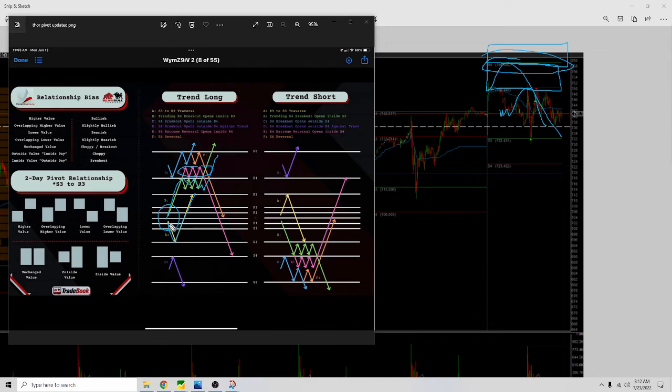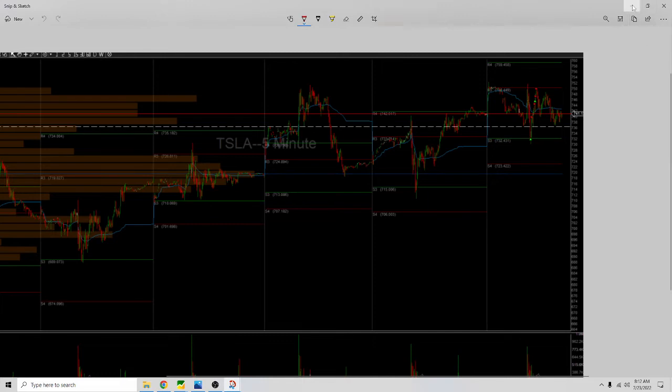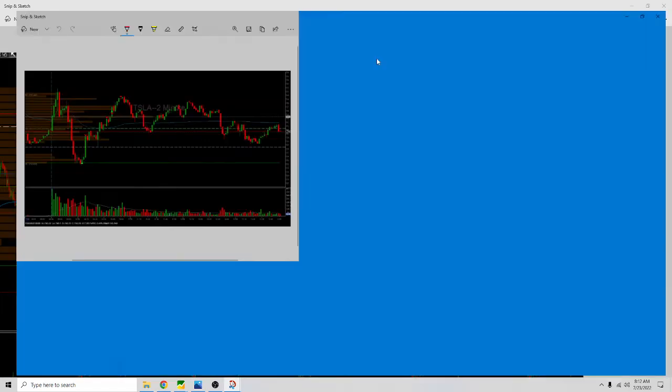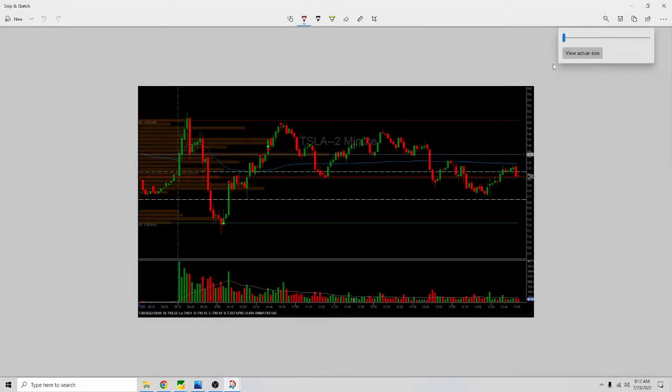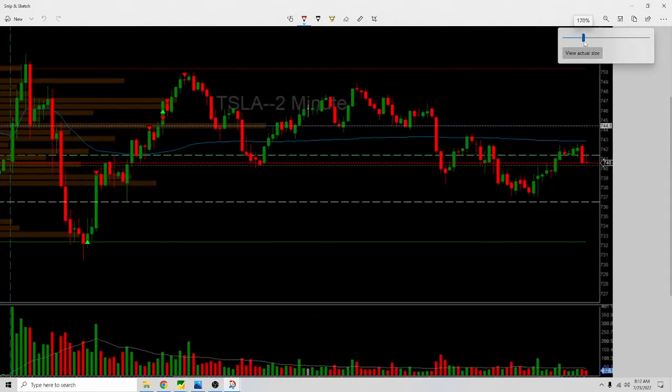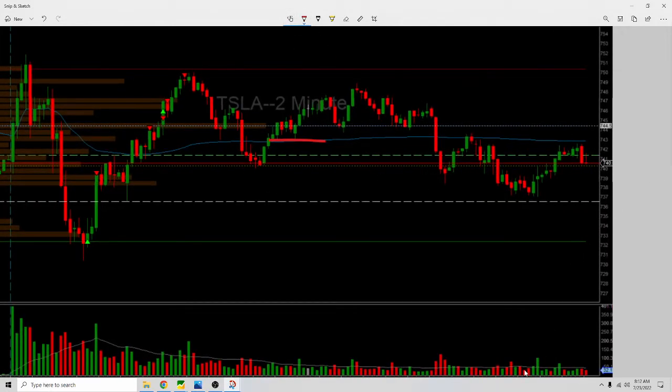So really, the likely scenario is this A. We really want to get long off of S3. We're slightly bullish, so we're in the trend. We want to get long off of S3 if possible. And that's what we did. So where's the trade? So on this trade, anyway, you get the idea.